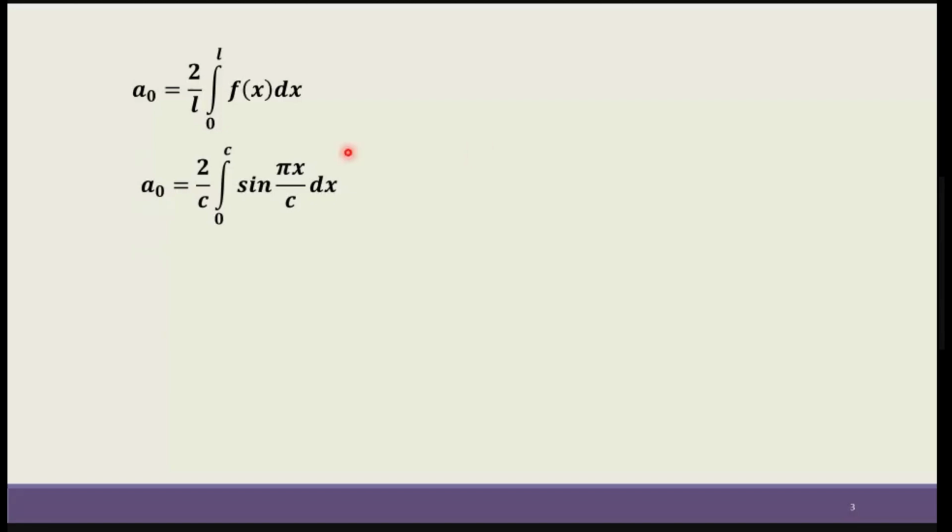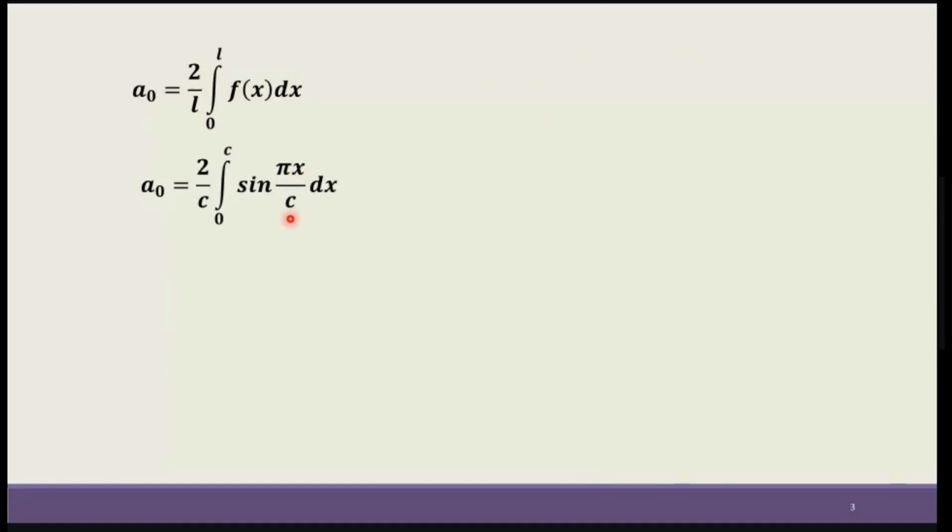So for an even function, A0 is equal to 2 by L integral 0 to L f(x) dx. Then in place of L, here we have C. So 2 by C integral 0 to C. Now the function is defined in two intervals, so we have to see which function is in 0 to C. In 0 to C, the function defined is sin pi x by C.